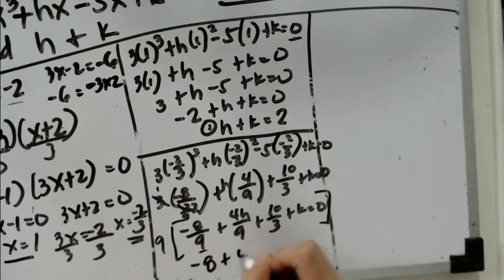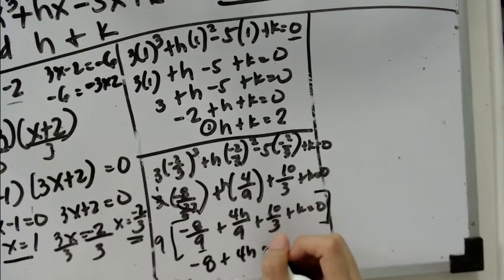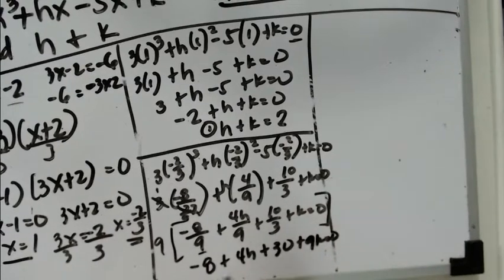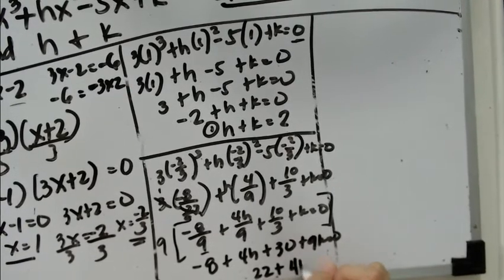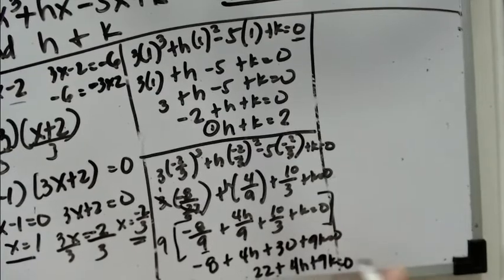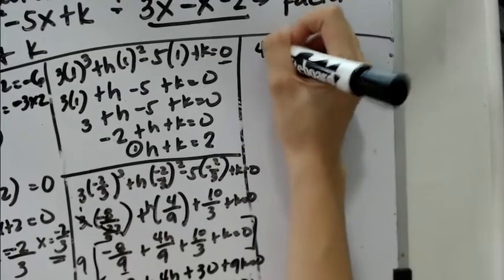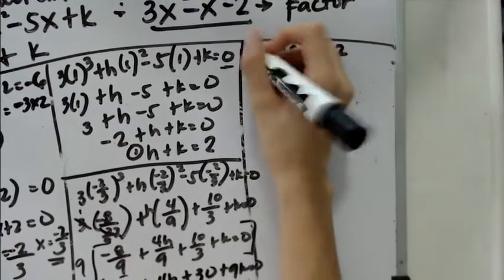We have here plus 4h. 9 times 10 is 90, divided by 3 is 30. 9 times k is 9k equals to 0. Combining like terms, negative 8 and 30, we have positive 22 plus 4h plus 9k is equals to 0. Transposing 22 on the other side, 4h plus 9k is equals to 22. We have here equation number 2.